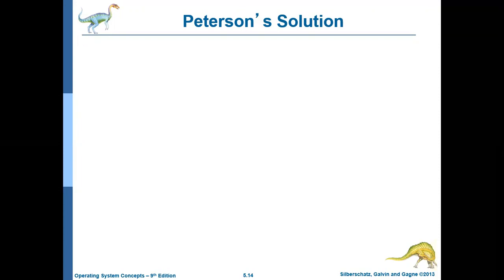So in today's session, we'll be discussing one of the basic solutions, and also one of the original solutions proposed for the critical section problem. This solution is called Peterson's solution. This solution assumes just two processes. So we assume there are only two concurrent processes, and they share a common variable.